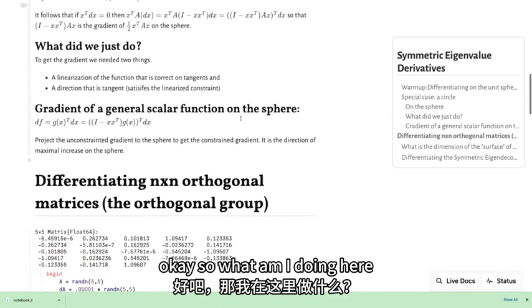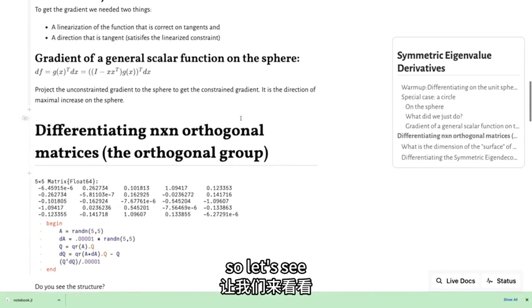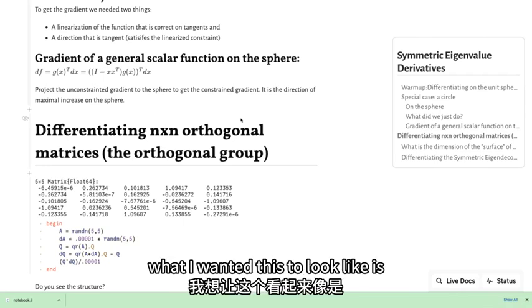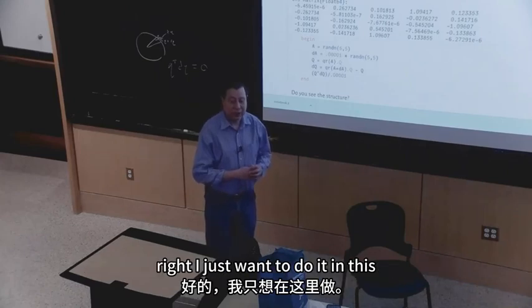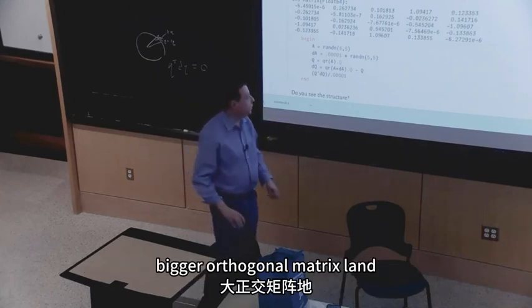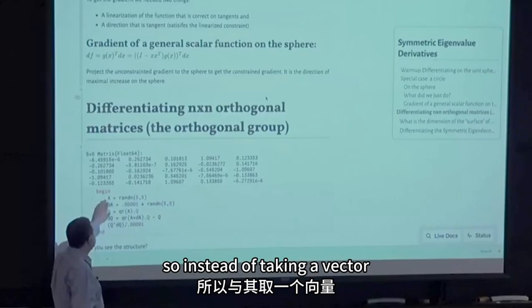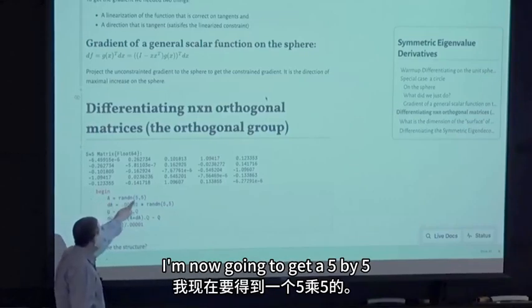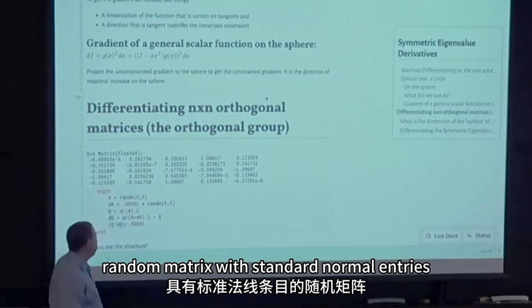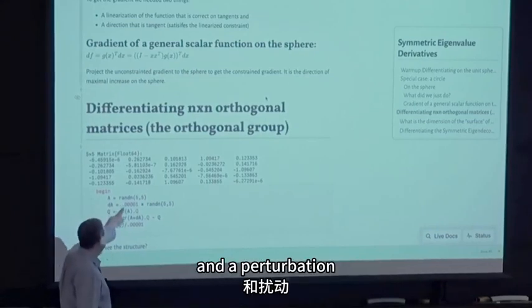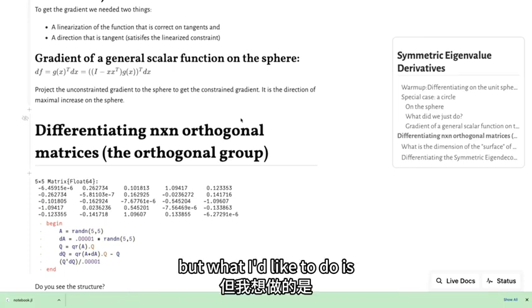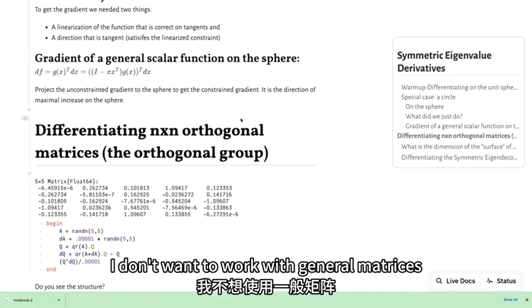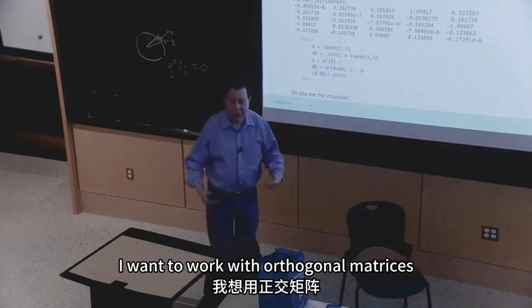Okay, so what am I doing here? Let's see. What I wanted this to look like is a complete analog of what I just did on the sphere, right? I just want to do it in this bigger orthogonal matrix land. So instead of taking a vector, I'm now going to get a 5 by 5 random matrix with standard normal entries, and a perturbation that's also a 5 by 5 matrix with 0, 0, 1s. But I don't want to work with general matrices. I want to work with orthogonal matrices.